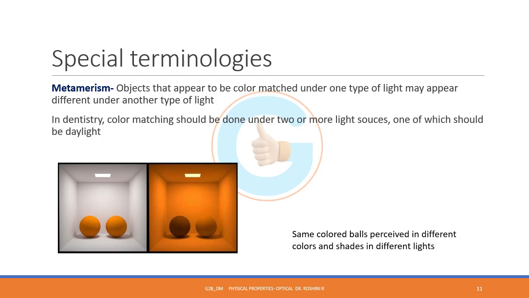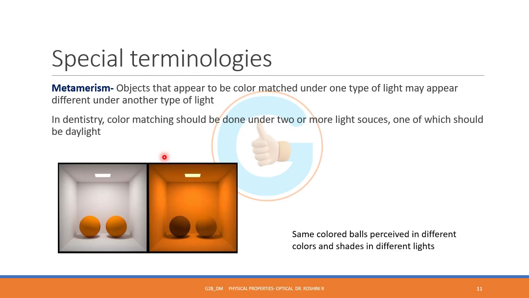Next terminology I'm going to introduce to you is metamerism. So this is the property you need to keep in mind whenever you do shade matching or color matching in your clinic. So metamerism is nothing but your object will appear to be color matched under one type of light. For example, say you are color matching in your dental clinic, the natural teeth and your color tab have been matched and you have given a restoration to the patient. Now the patient is being dispensed from the clinic and when he goes to work in the natural daylight or sunlight, the color matching is not the same as what he has seen in your clinic. So this is the property of metamerism.